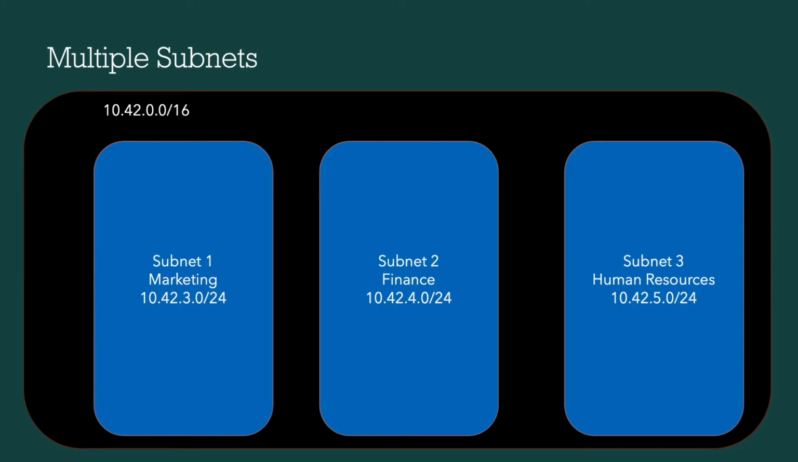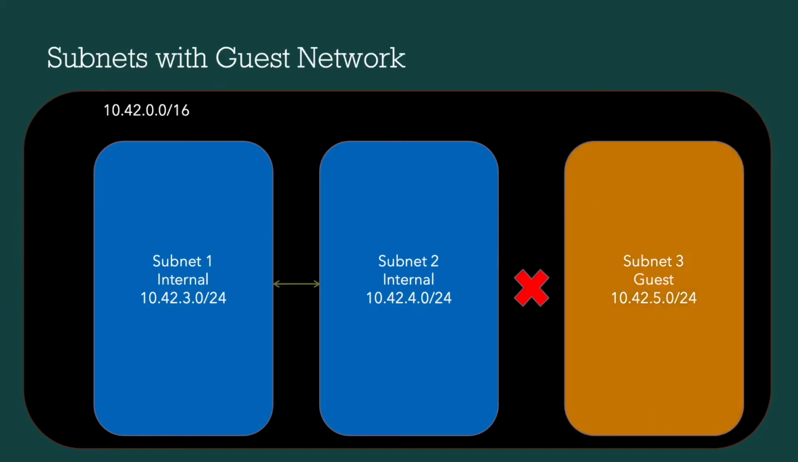There are different ways to manage and set up your virtual network. It all depends on what your end goal is. Here is another diagram of the same 10.42.0.0/16 address space, but in this case we have our subnets, but we also have a guest network. And you can get really creative about how you want to set up your network. In this one you have subnet 1, which is internal, and you have subnet 2, which is internal, and these two subnets speak to each other. But then there's subnet 3, which is for guests.